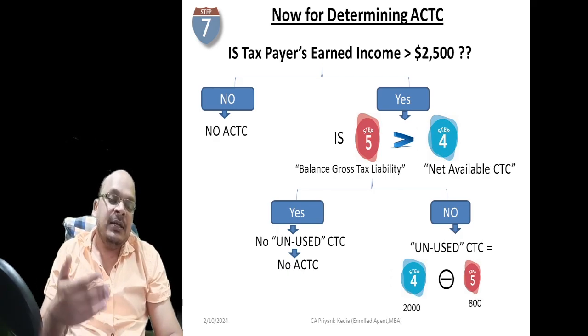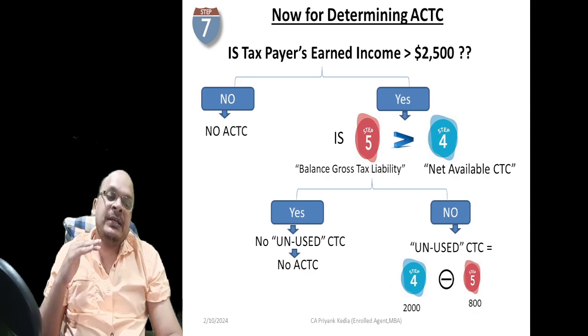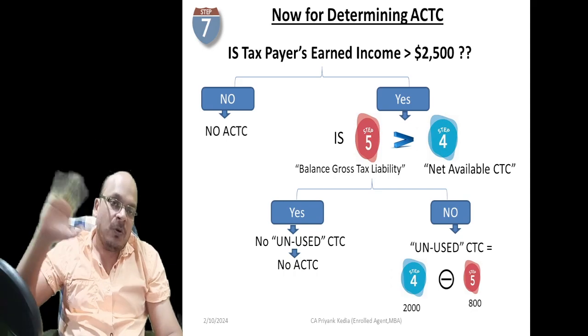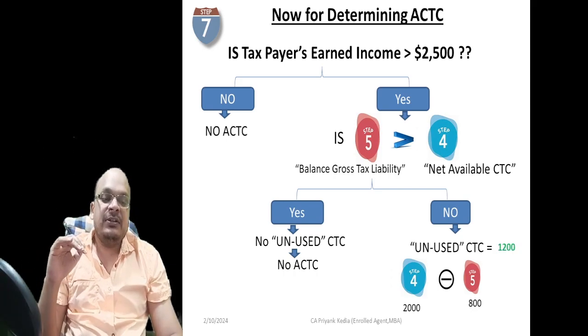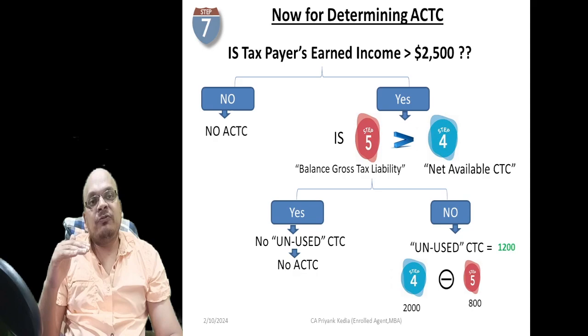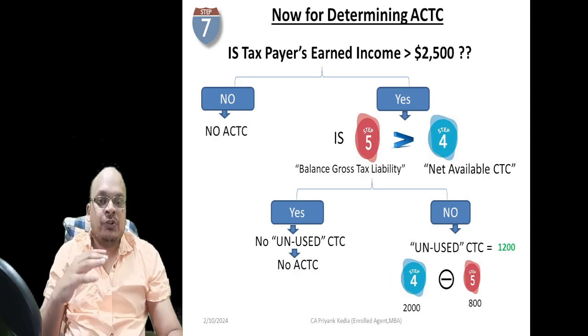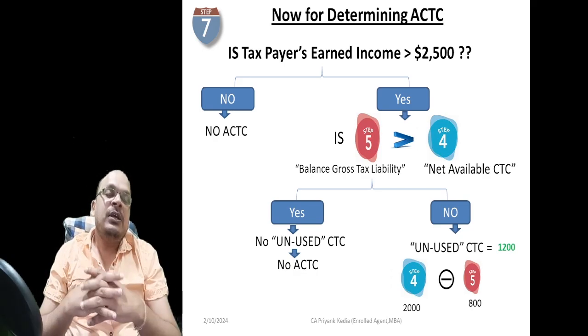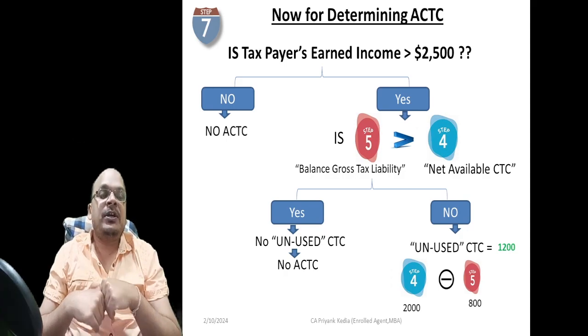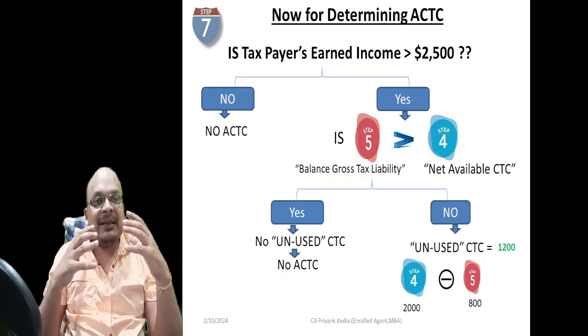We did in the past slide. So in our example, $2,000 was your available child tax credit, $800 was your balance gross tax liability after all other non-refundable credits, and therefore the unused portion of child tax credit is $1,200. So in this step, in step number 7, we calculate whether the taxpayer has any earned income.